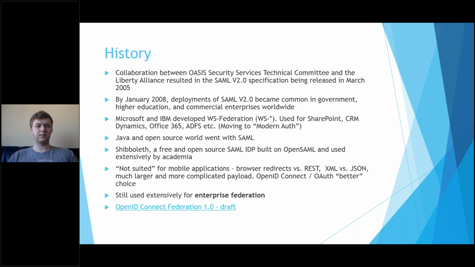These days, Microsoft is also going down the OpenID Connect route, and in the documentation they refer to that as moving to modern auth. But that was back in the days when Microsoft was kind of this proprietary, closed, evil empire system. People didn't want to use proprietary standards, so the open source world went with Java, and with Java, they went with SAML. One of the first IDPs that came out was Shibboleth.